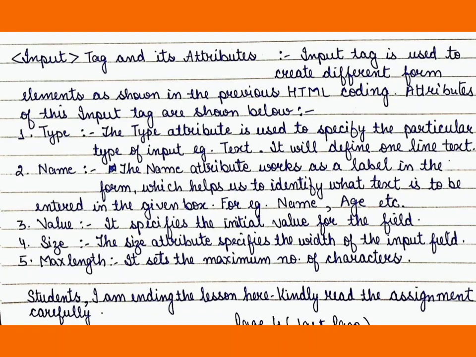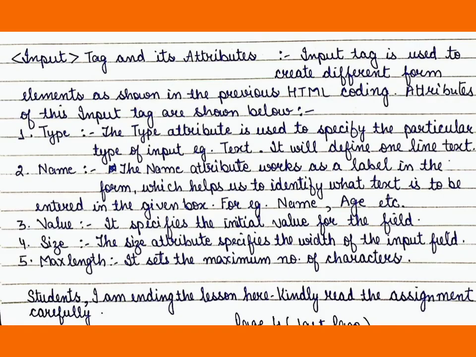Input tag and its attributes. Students, input tag is used to create different form elements as shown in the previous HTML coding. Attributes of this input tag are shown below. Number 1, type. The type attribute is used to specify the particular type of input. Example, text. It will define one line text.